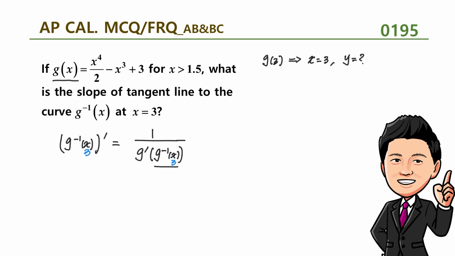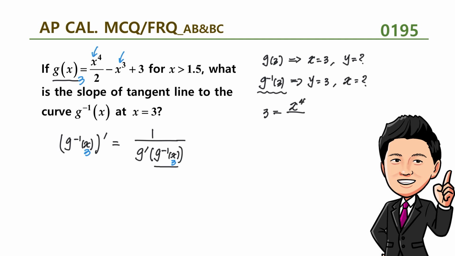What about g inverse of 3? Inverse means x and y are switched. So this is asking: when y is equal to 3, what is the value of x? That's what this value is about. So when g of x is equal to 3, what is the value of x? Let's solve that equation to find the value of x.